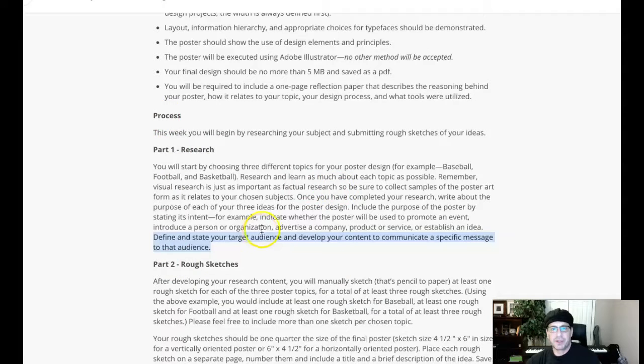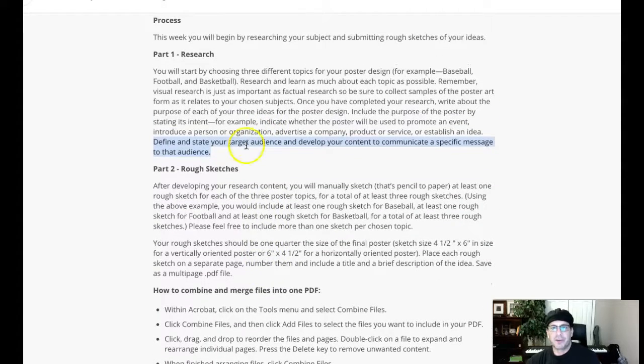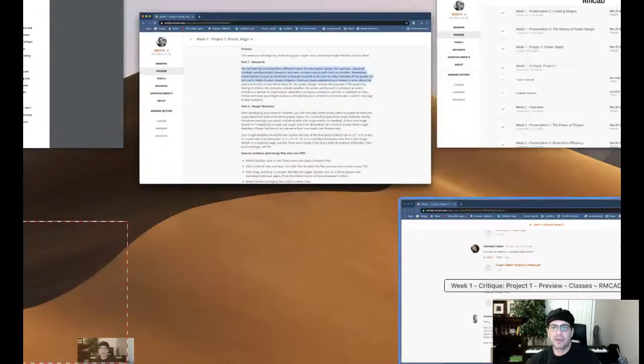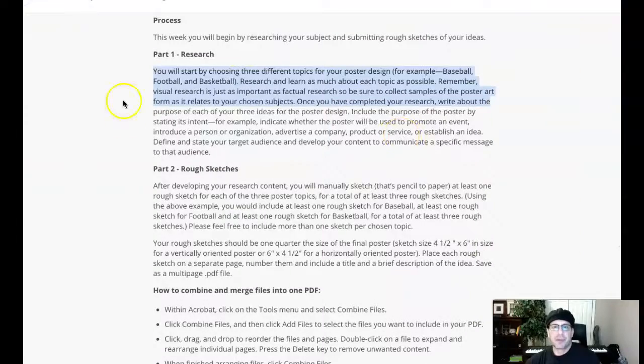Okay, so we have research and we've got rough sketches. And you can see in the research, it describes exactly, you want to start broad with three topics for consideration. Right now, you've only got one, and it's the nightclub, right? So you need three. Read this paragraph right here, research. This will describe exactly what we're looking for. We're looking for ideas for three different topics for a poster. Then we'll narrow it down from there.